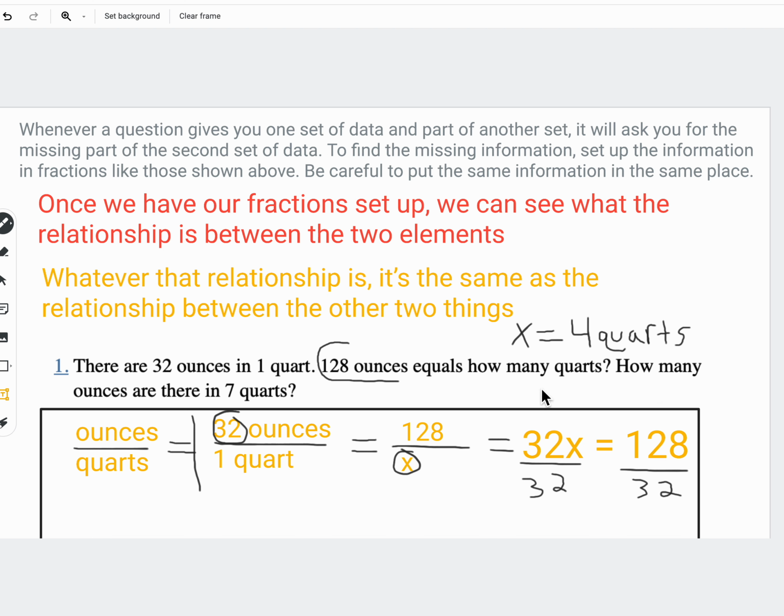Now let's answer our second part. How many ounces are there in 7 quarts? Here we go back to ounces over quarts. 32 over 1 equals x over 7. We need to know how many ounces. That is our unknown.